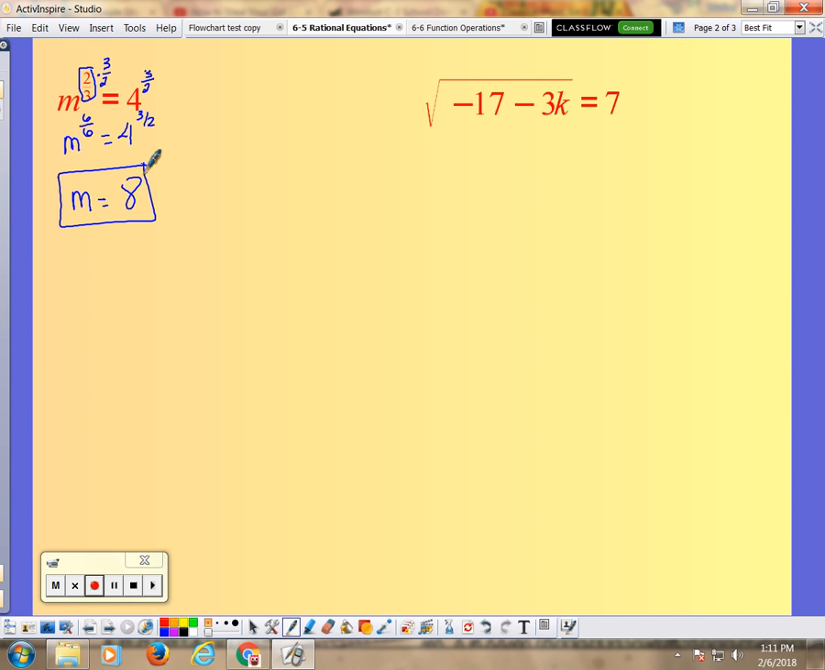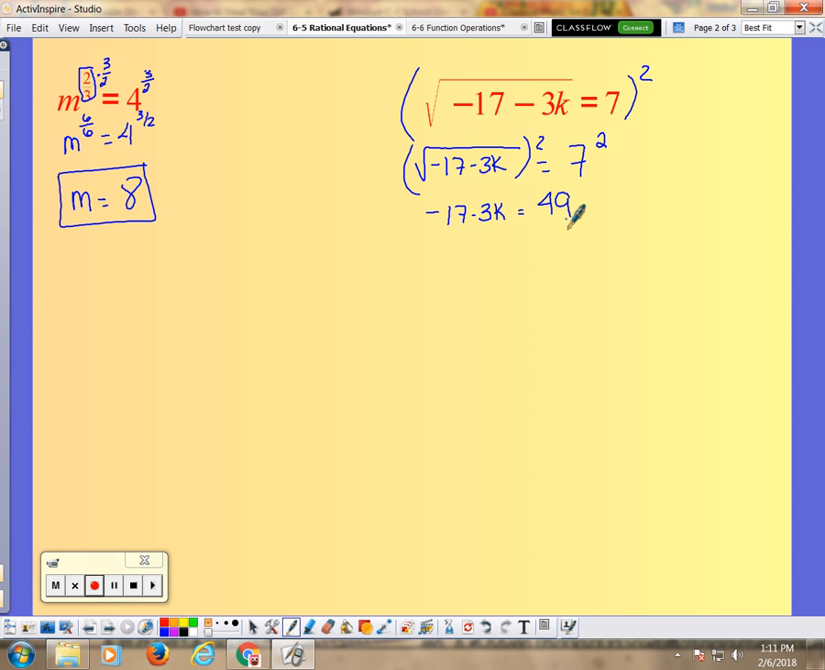Let's look at our second example over here. How do we undo this square root right here? That's right, we square it. So I'm going to square both sides, so that becomes this squared, and I'm going to have 7 squared. Well, when you square a square root, that undoes the square root. And when I square 7, I get 49.